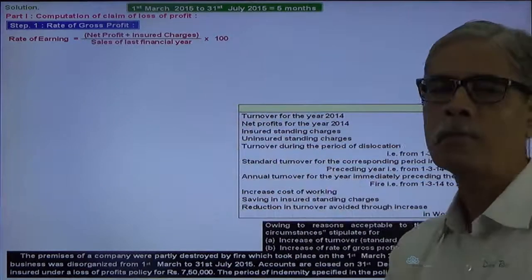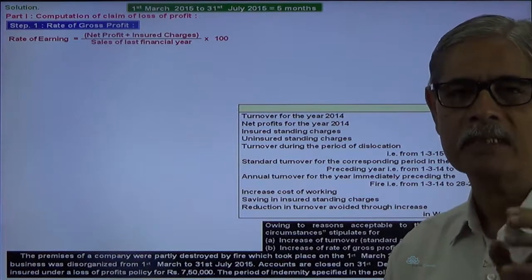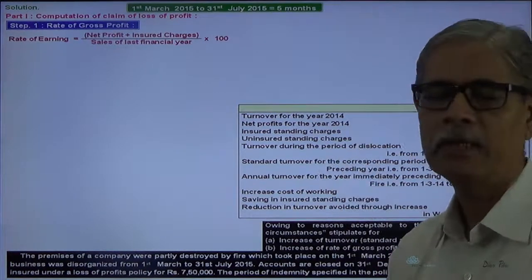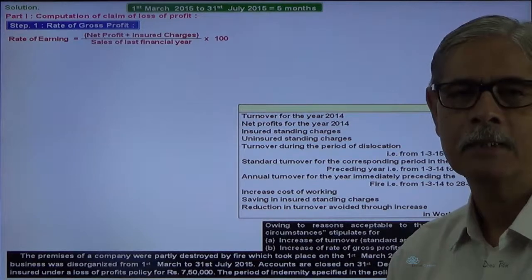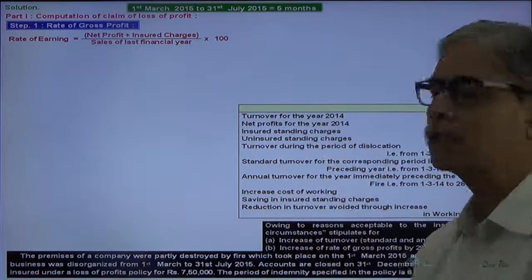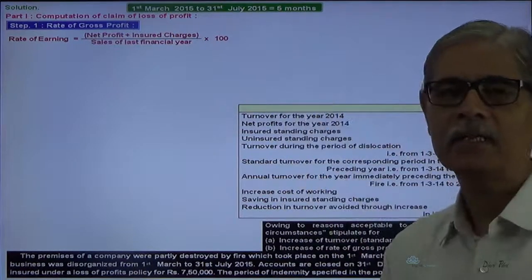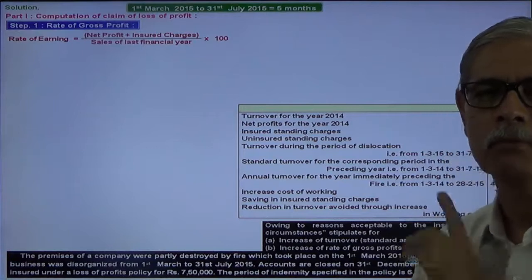So the rate of gross profit for this type of sum is net profit plus insured standing charges, for the last financial year, divided by sales of last financial year into 100. Now 1, 2 and 3, these are the variables that I am required to find out from the sum.